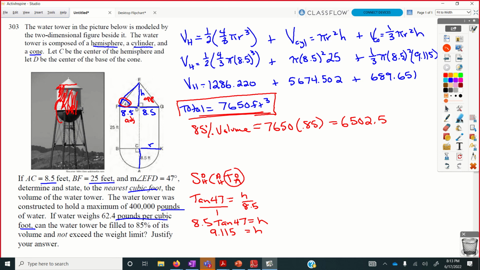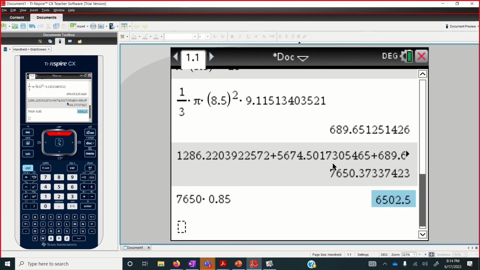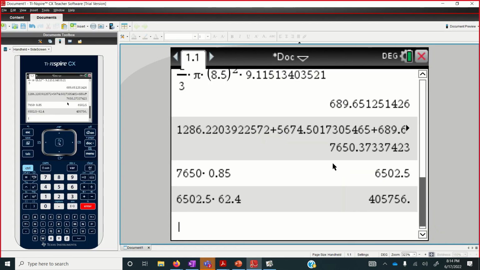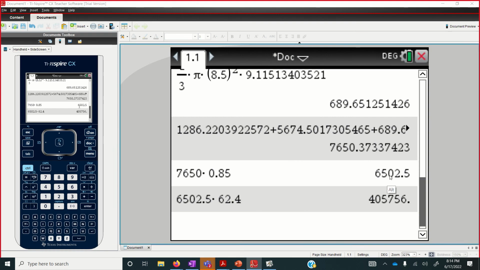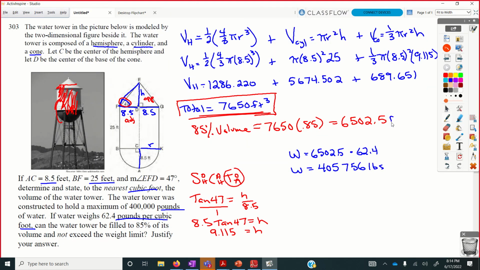Okay. Well, now we're dealing with this number right there. And we want to know if we filled up 85% of the capacity, 62.4 pounds per cubic foot, the weight is 6,502.5 cubic feet times 62.4 pounds per cubic foot, which is going to give us our weight. Times 62.4, and we get 405,756. And this is in pounds. Okay, this is in cubic feet.